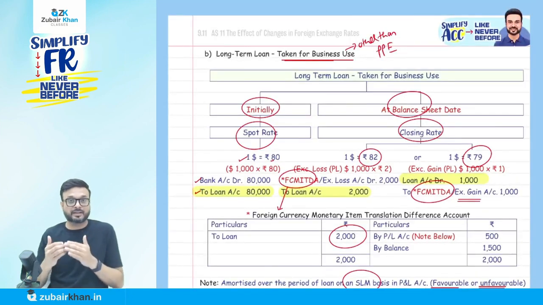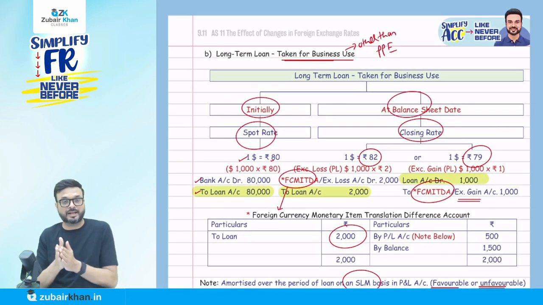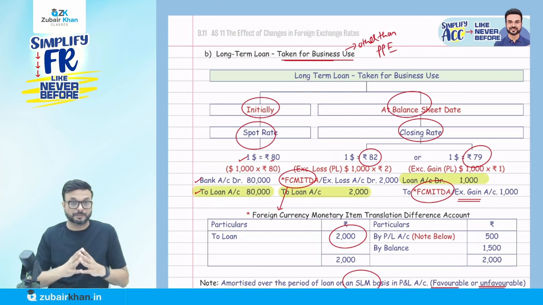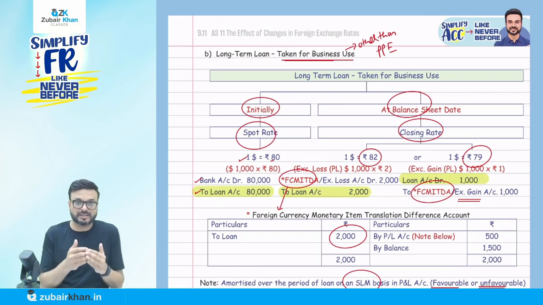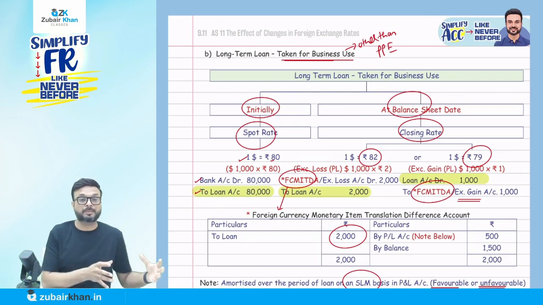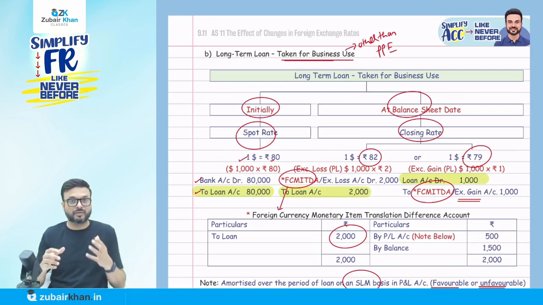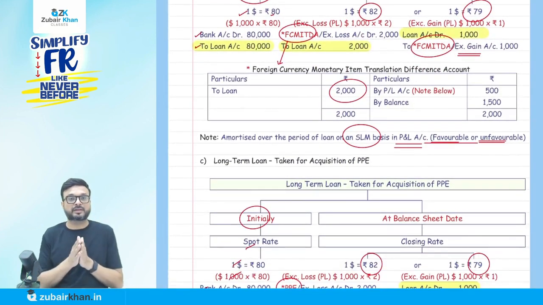If it is long-term, other than for PPE, initially we will record it at the spot rate. At the balance sheet date it will be recorded at the closing rate. But for the difference, we have the option to take it to the FCMITD account, and this FCMITD account balance will be recognized in the P&L account over the life of the loan, on an SLM basis.